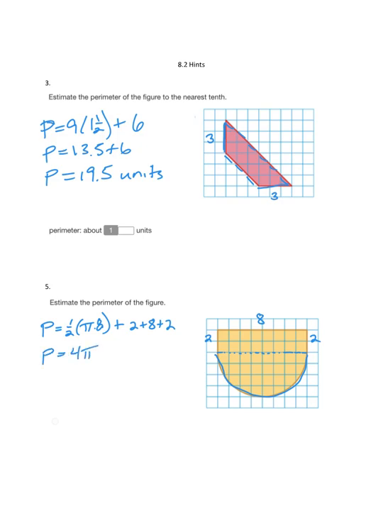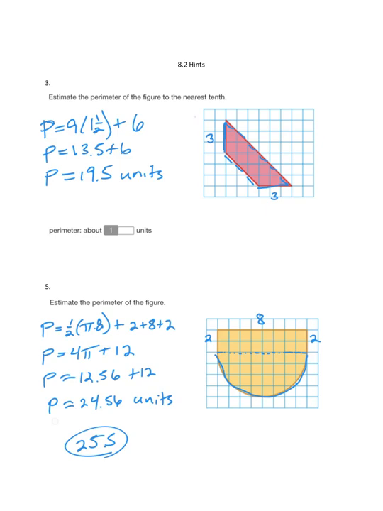So that's going to be 4 pi plus 12, which will be about, let's see, 4 times 3.14 is 12.56 plus 12. So my perimeter is approximately 24.56 units. So you're going to pick the one that's closest to that, which is about 25.5 units.